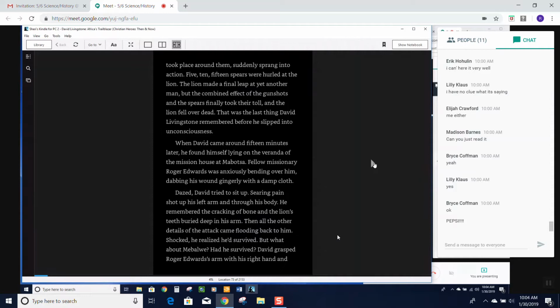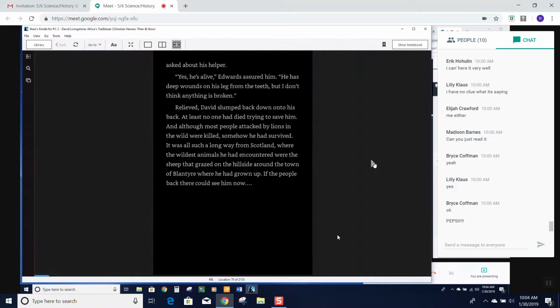Shocked, he realized he'd survived. But what about Mabalwe? Did he survive? David grasped Roger Edwards' arm with his right hand and asked about his helper. "Yes, he's alive," Edwards assured him. "He has deep wounds on his leg from the teeth, but I don't think anything is broken." Relieved, David slumped back down onto his back.